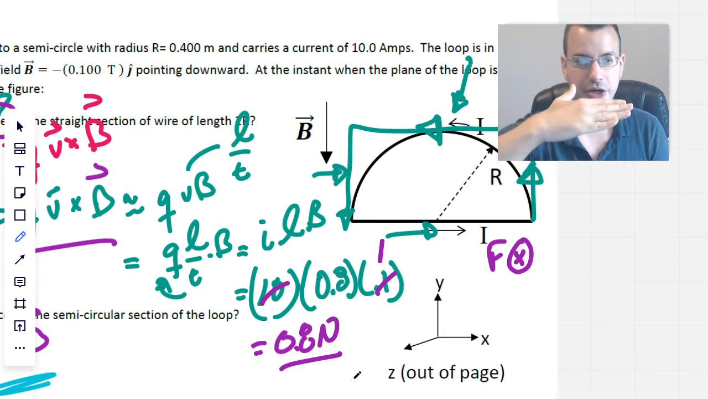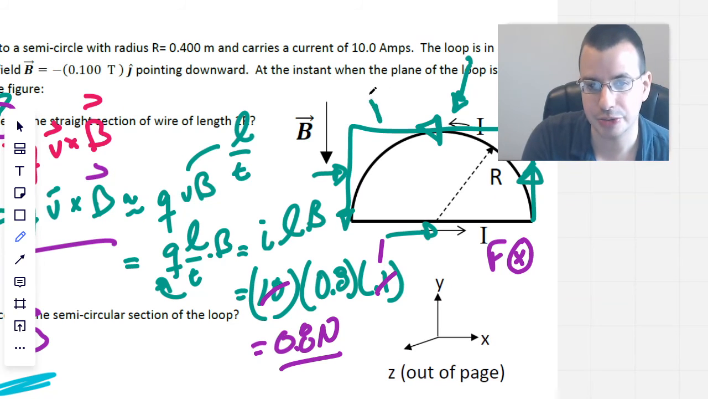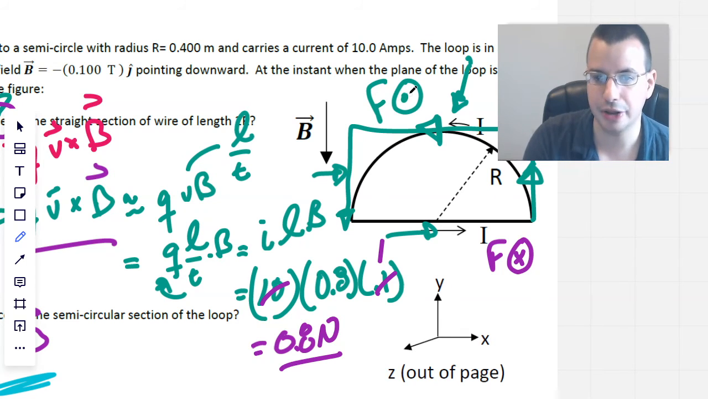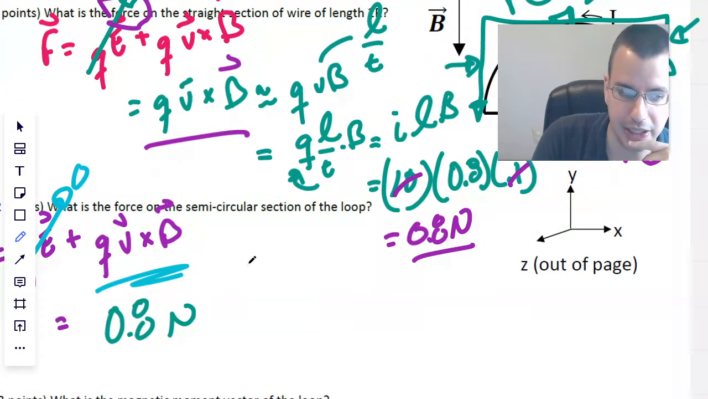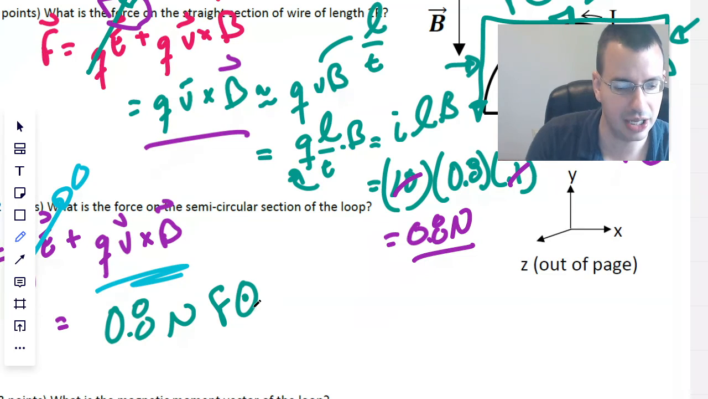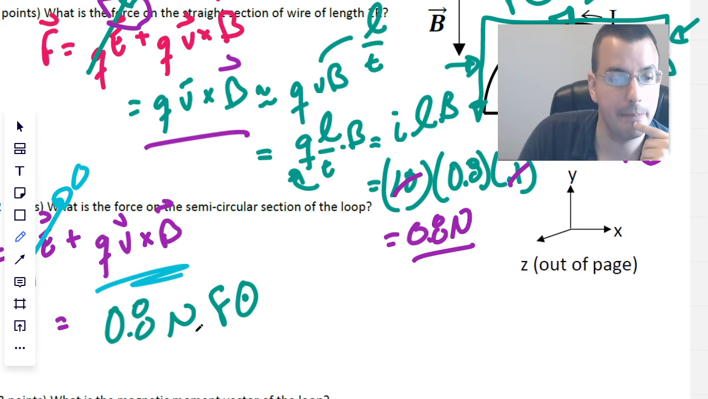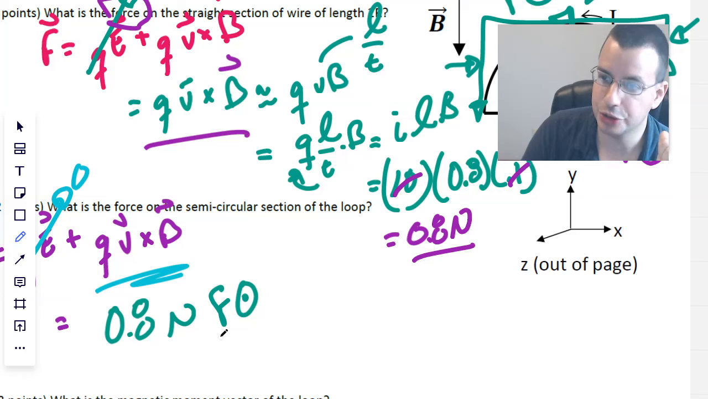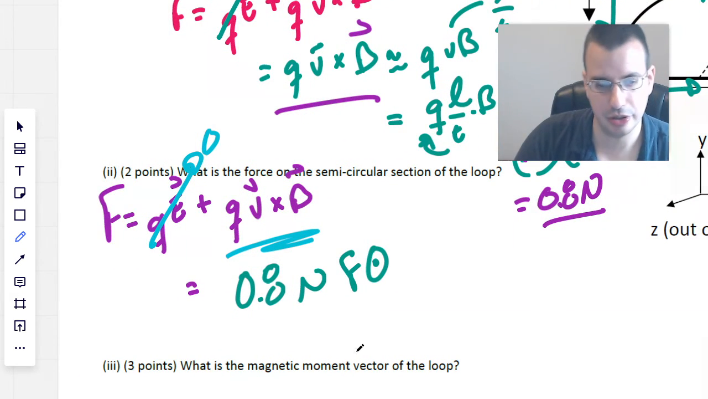So V is this direction, B is down, and you're going to have the force here at this point. Force will be out of the board towards us. Therefore, I'll draw a little dot like that. It'll be the same magnitude as the straight wire, but out towards us, out of the board. So opposite direction, same magnitude.